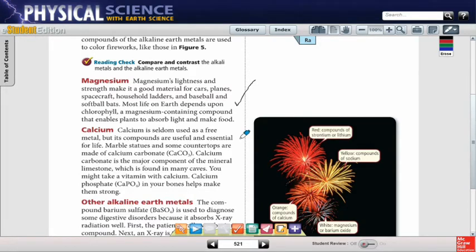Calcium is seldom used as a free metal, but its compounds are useful and essential for life. Marble statues and some countertops are made of calcium carbonate. Okay, which says it has calcium, carbon, and oxygen in it right there. Calcium carbonate is the major component of the mineral limestone, which is found in many caves. You might take a vitamin with calcium. Calcium phosphates in your bones help make them strong. So that's another good thing to know.